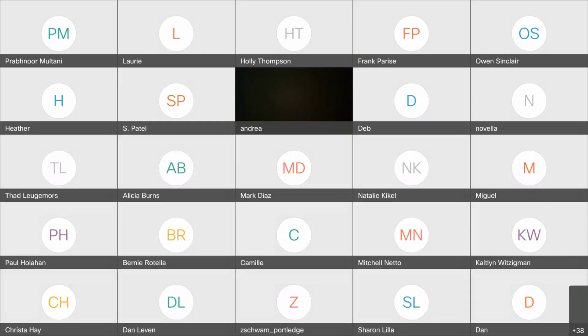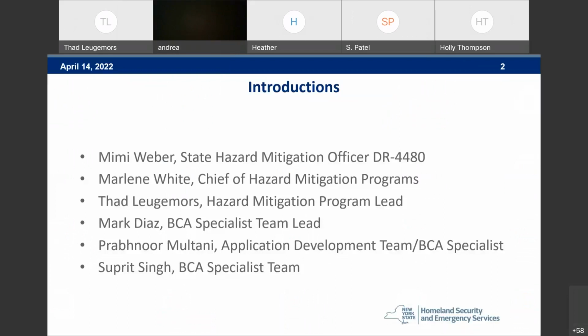Today we're going to be joined by Mark Diaz and Prabhmar Mutali from the team, along with Suprat Singh. They will be presenting the technical aspects of the benefit cost analysis for you, led primarily by Prab.